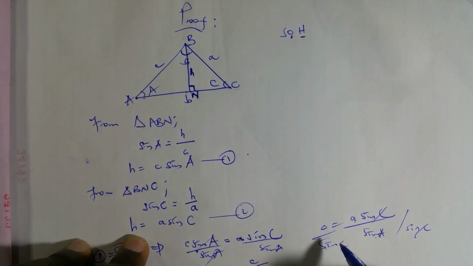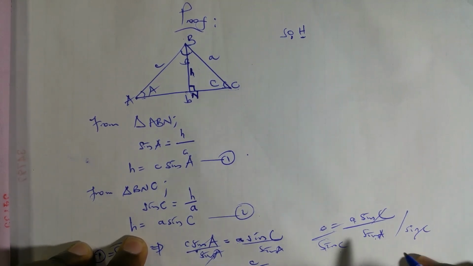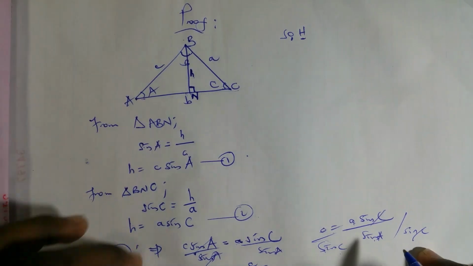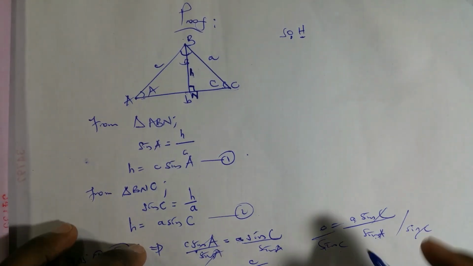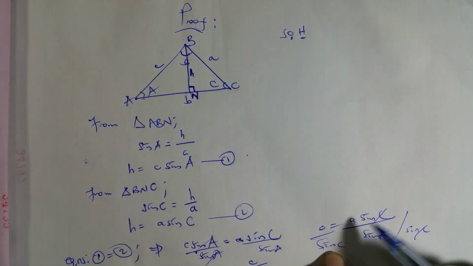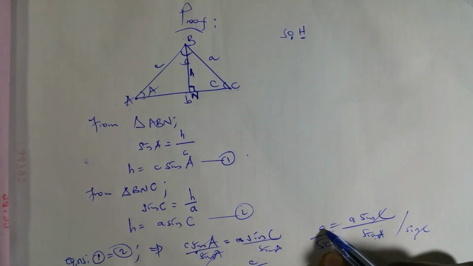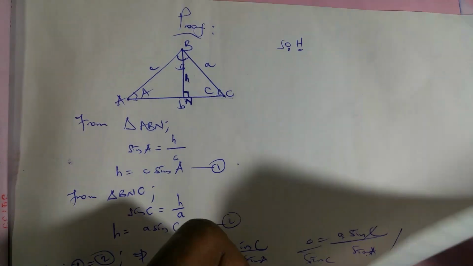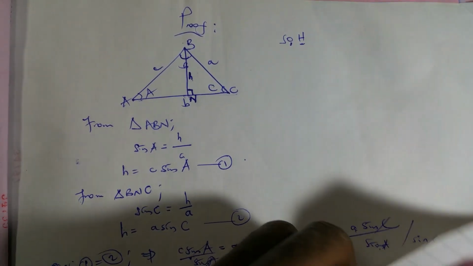Let me write here. We have something like that. Let us write here behind here. We realize that here we remain with a out of sine A equals c out of sine C. Let me write it this other side so that you can get it clearly.